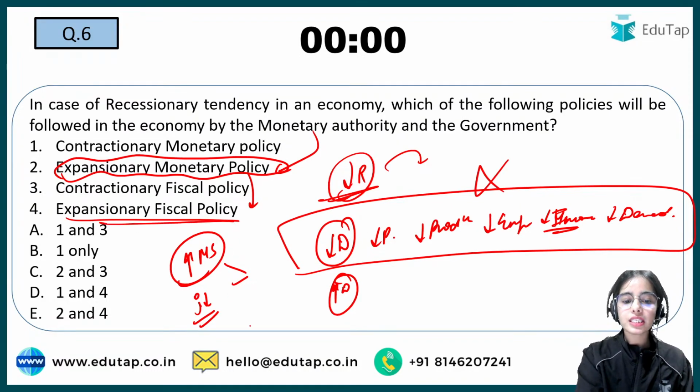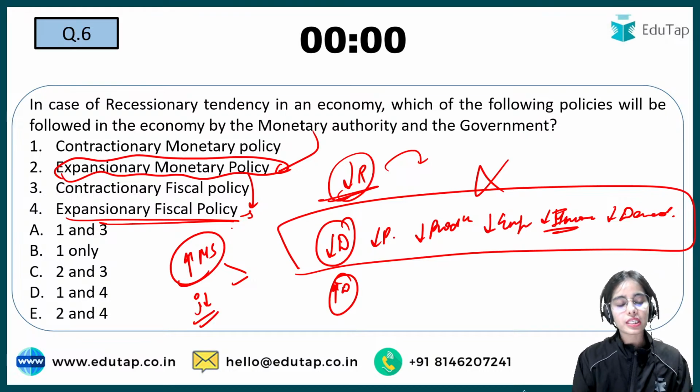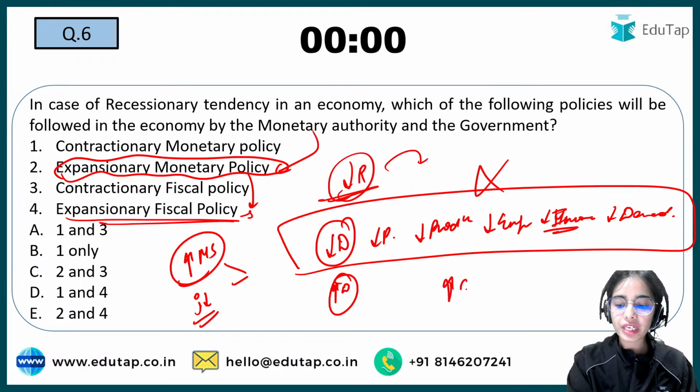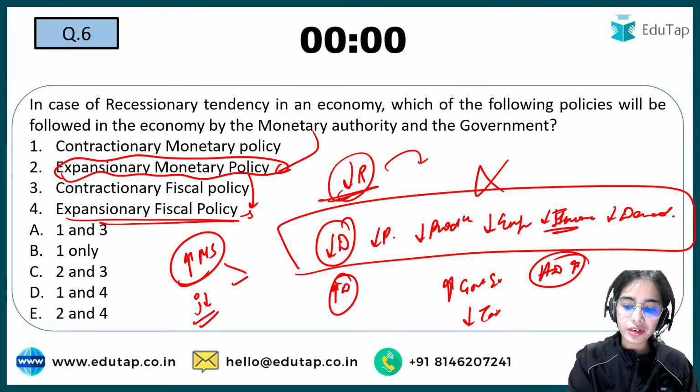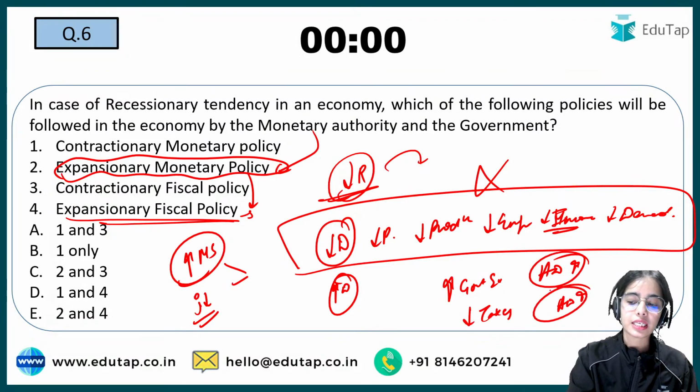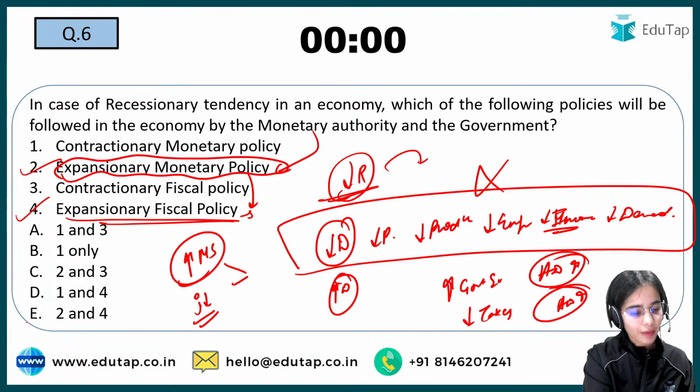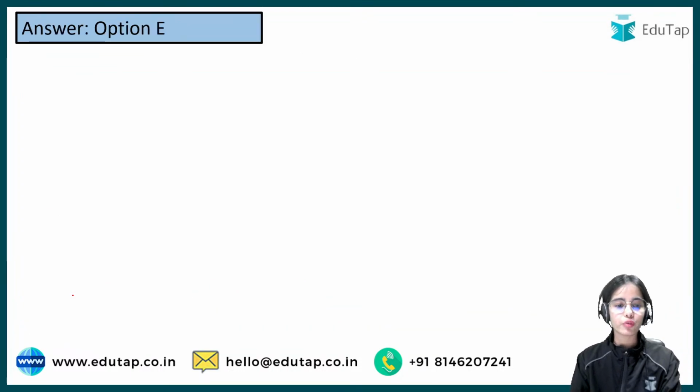Expansionary fiscal policy: the government undertakes the fiscal policy. In expansionary fiscal policy, the government will increase the government expenditure so that the aggregate demand can increase, or the government can reduce the taxes so that the demand can increase in the economy. So here the right answer is absolutely correct, E. That is, 2 and 4 are correct.